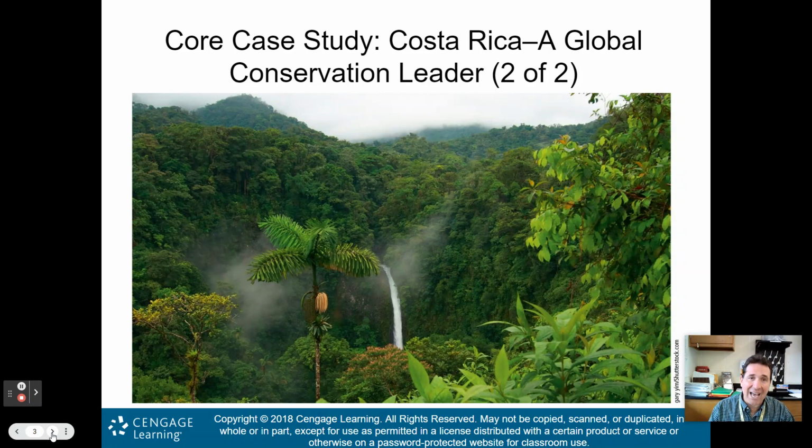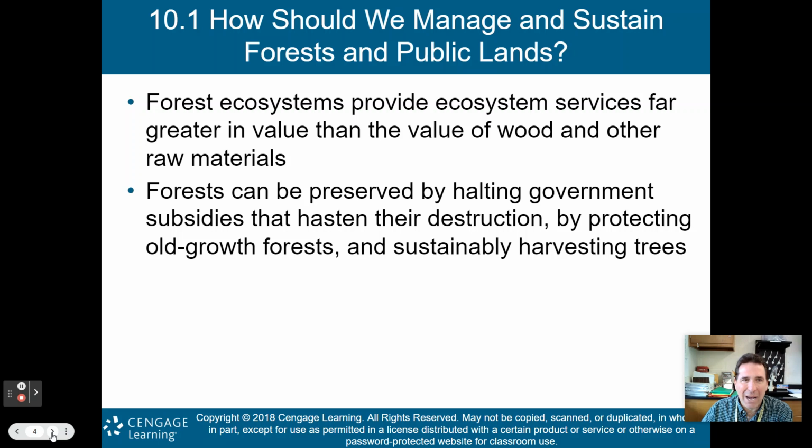So what are we looking at now? One of those beautiful spots. This is La Fortuna Falls, located in the Arenal National Park in Costa Rica. Again, just a beautiful place to visit if you ever get a chance. Definitely, I'll get there one day. Definitely on my bucket list.